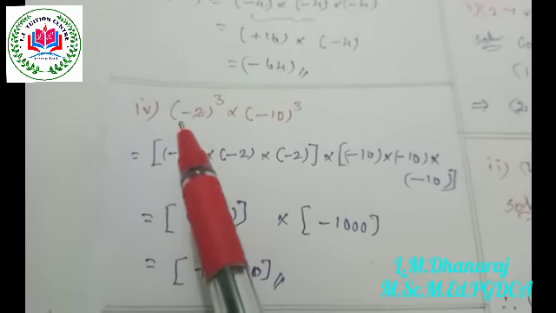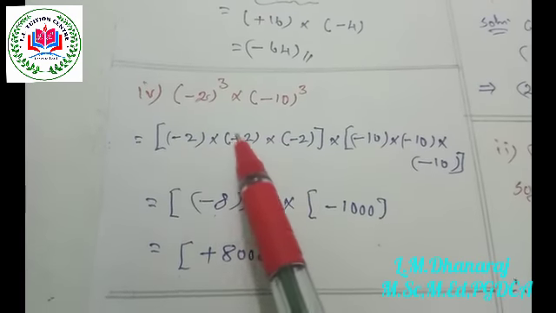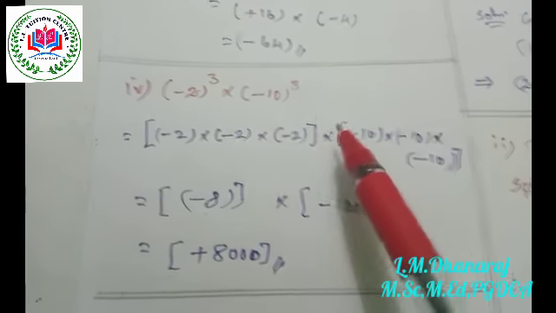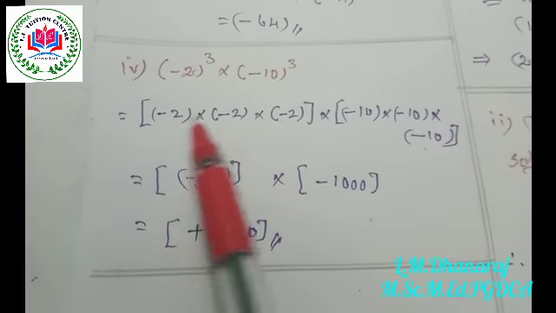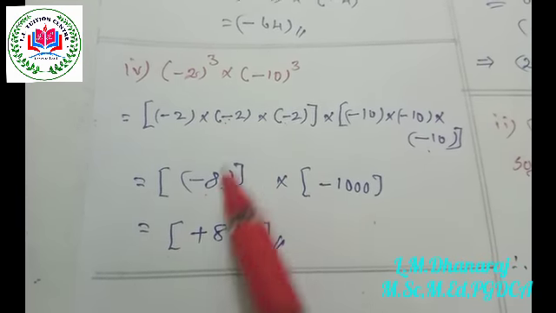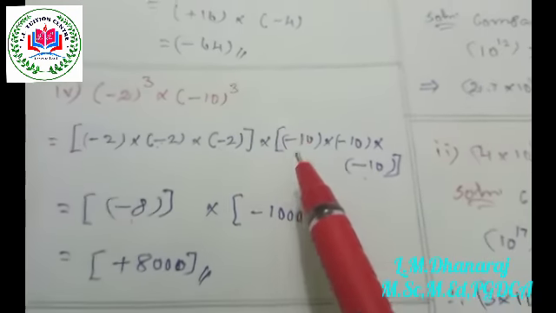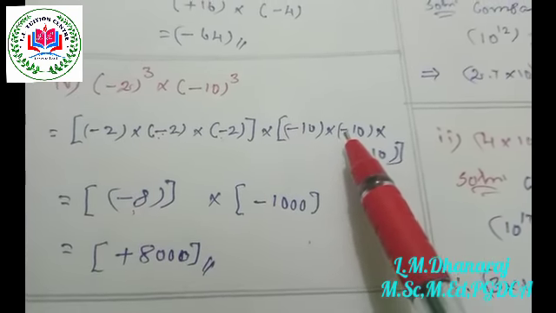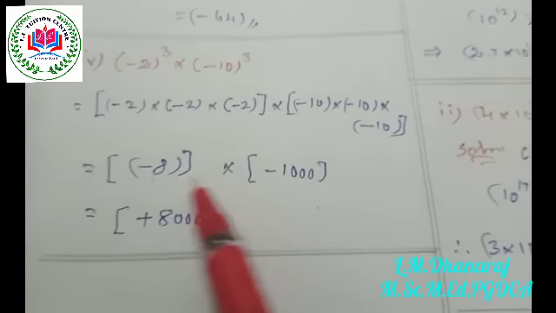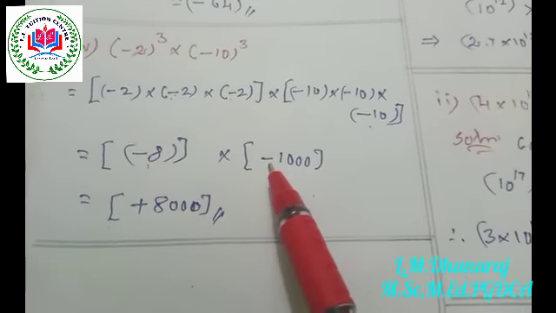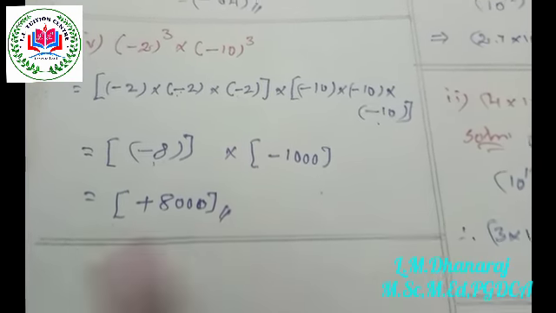Similarly, for the 4th subdivision, minus 2 power 3 into minus 10 power 3. So minus 2 into minus 2 into minus 2 into minus 10 into minus 10 into minus 10. Here minus into minus is plus, plus into minus is minus. 2 into 2 into 2 will be 8, so this is minus 8. Here also minus into minus will be plus, plus into minus is minus. 10 into 10 into 10 is 1000. So here it is minus 8 into minus 1000. That is minus into minus will be plus. 8 into 1000 is 8000.